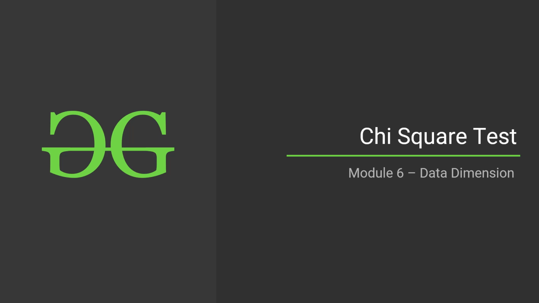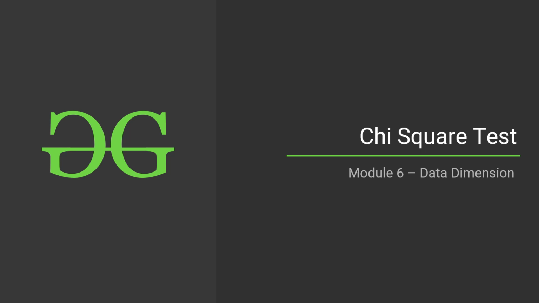Welcome to the module Data Dimension, and in this particular lecture I'll be giving you the intuition behind using the chi-square test. In the next lecture we'll use the select k best method to find out the best features possible to predict a certain outcome. And to select those features we have to use a special metric in the select k best method. The metric we'll be using is the chi-square test.